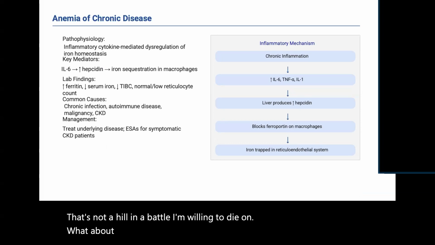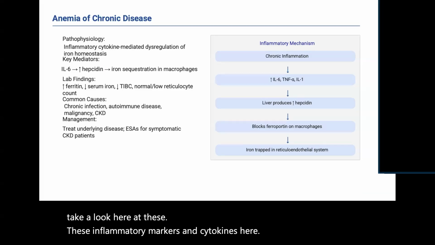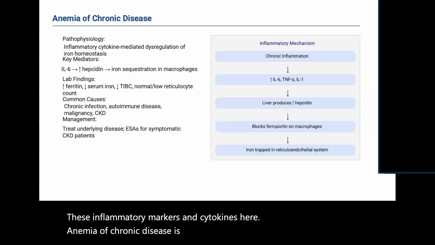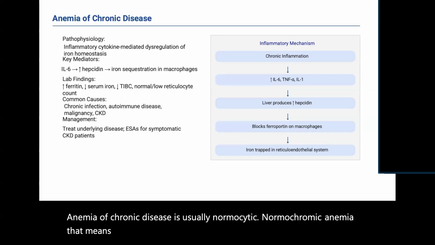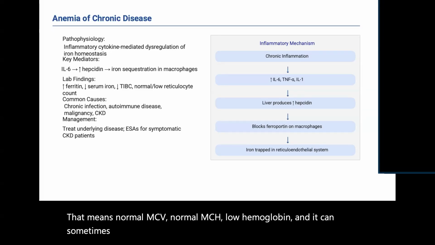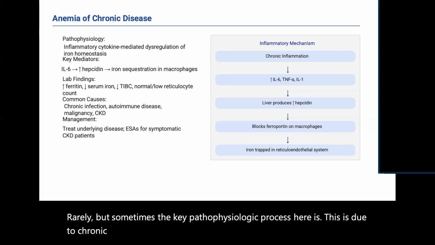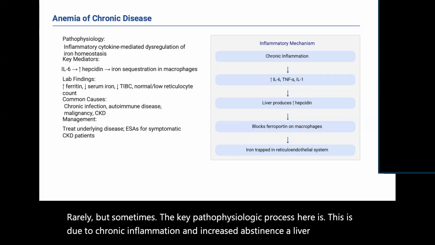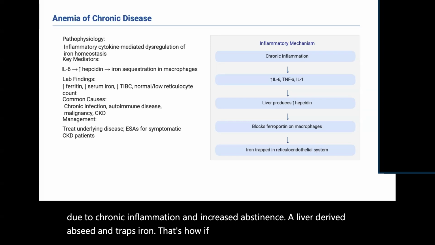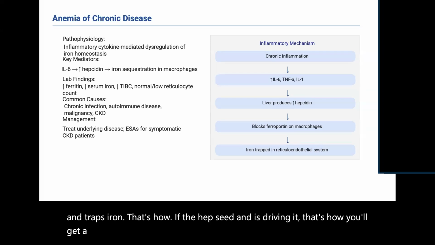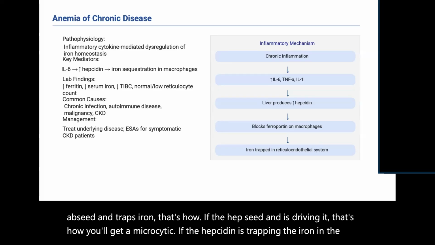What about anemia of chronic disease? Now, this is very common. Take a look here at these inflammatory markers and cytokines. Anemia of chronic disease is usually a normocytic, normochromic anemia. That means normal MCV, normal MCH, low hemoglobin. And it can sometimes be microcytic, rarely, but sometimes. The key pathophysiologic process here is chronic inflammation and increased hepcidin, which is liver-derived. Hepcidin traps iron. That's how you'll get a microcytic anemia if the hepcidin is driving it, because the hepcidin is trapping the iron in the macrophage, which reduces intestinal absorption.